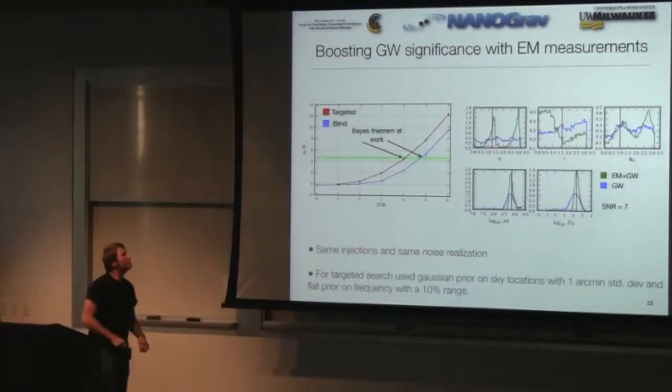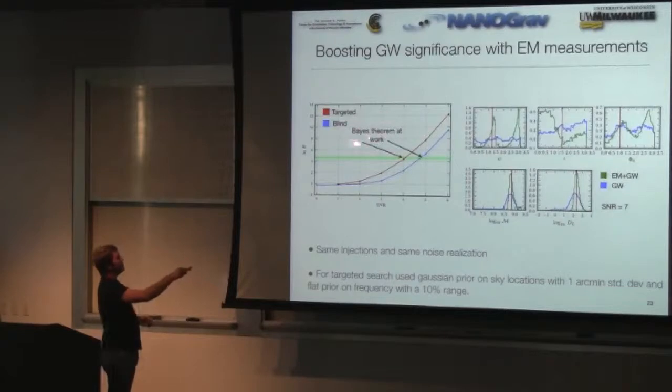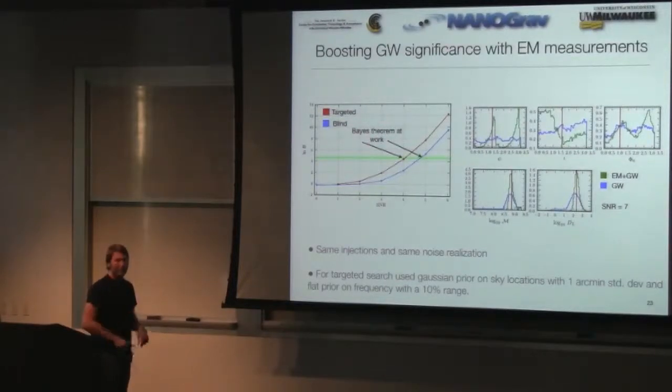And finally, some of the newest work I've been doing with Sarah is, if you do have an electromagnetic observation of one of these supermassive black hole binaries, how can you use that to try to boost your sensitivity in detecting them in the gravitational wave band? And usually the way this works is it's basically just Bayes' theorem, or if you think of it in terms of a trials factor. If you know something like the period or sky location, then you don't have to search as many trial periods or sky locations.